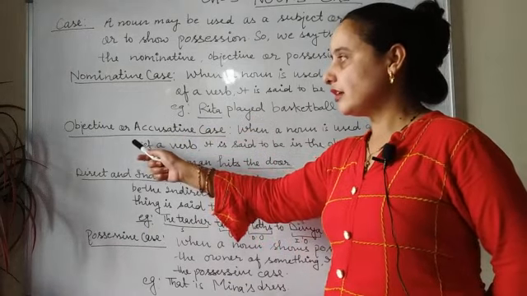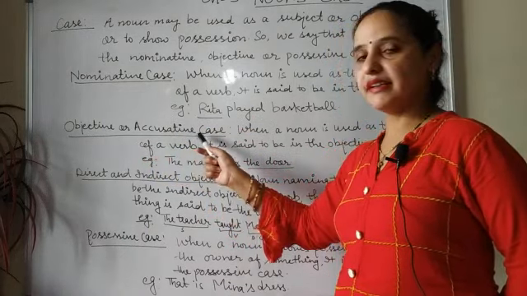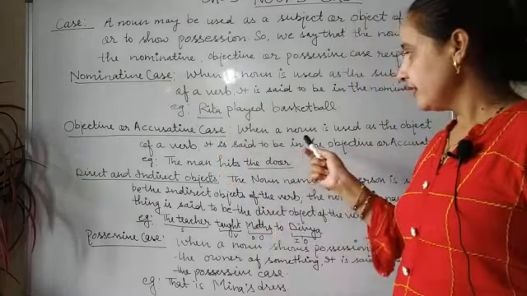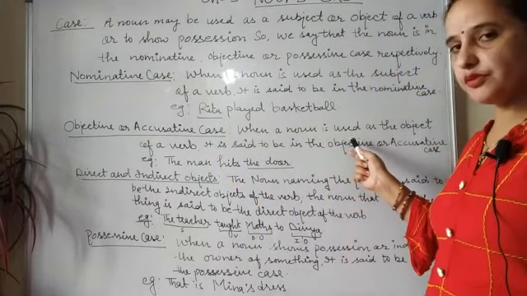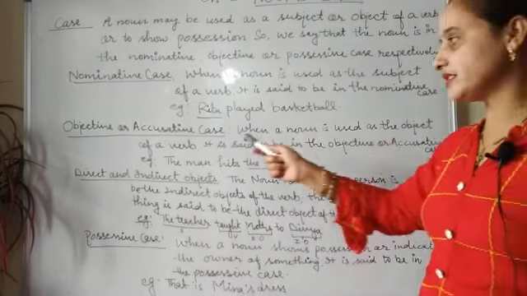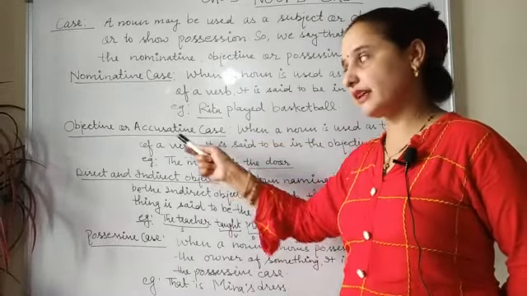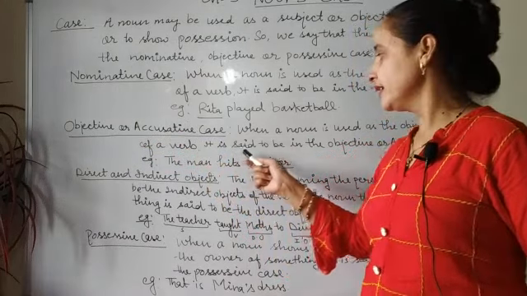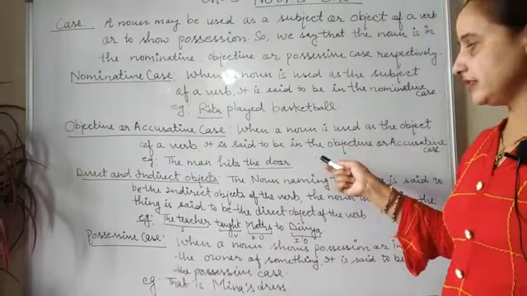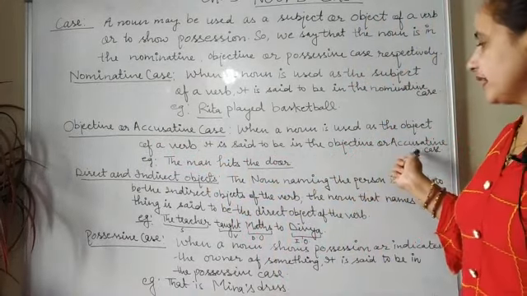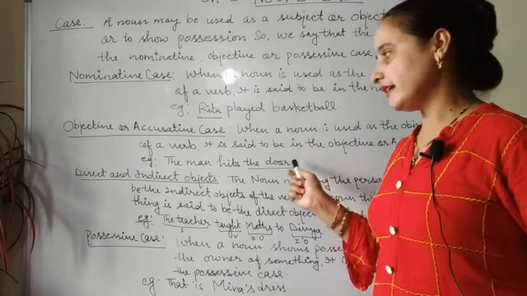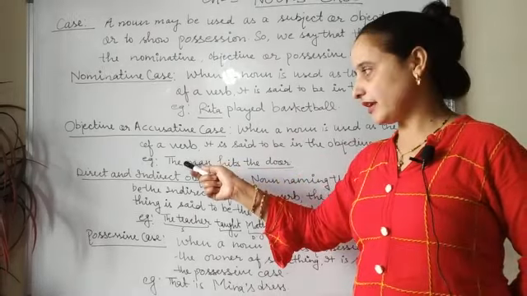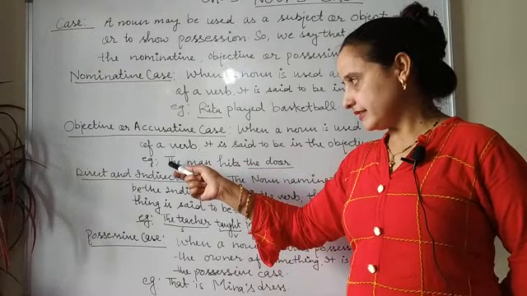Second one is the objective or accusative case. When a noun is used as the object of a verb, as the name suggests, objective, so object of the verb, it is said to be in the objective or accusative case. With the help of examples, we will discuss this.